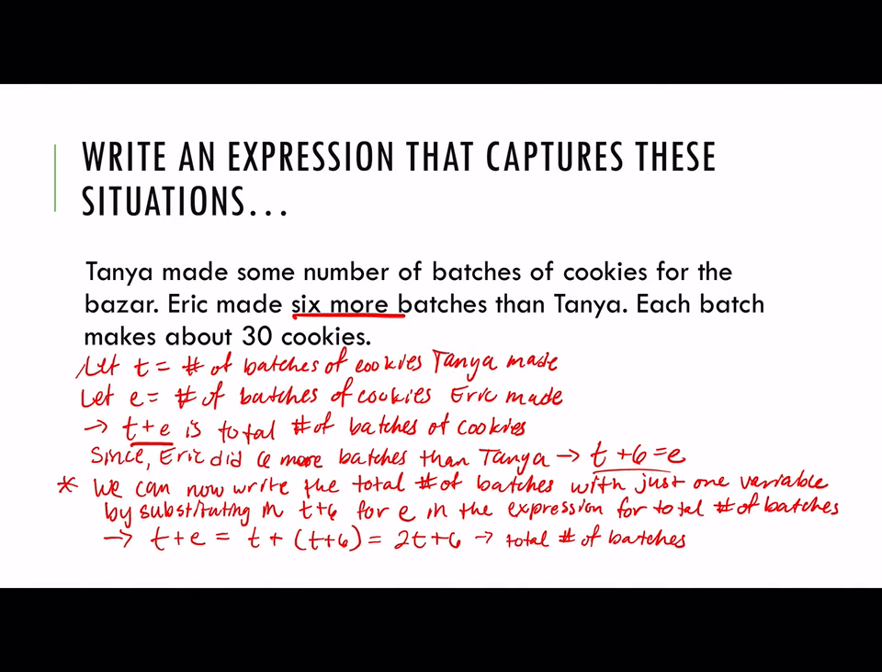And if we want to find out how many cookies, we can take T plus E, multiply that by 30, because that's how many batches there are total. That's the same as 2T plus 6, multiplied by 30, which is equal to, when I distribute the 30, 60T plus 180 total cookies. Okay.